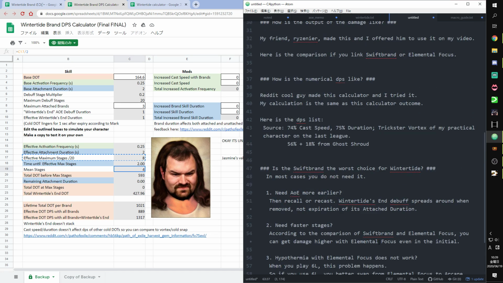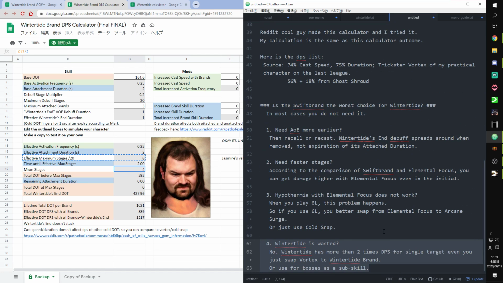So this is all for today about the Wintertide gem and Swiftbrand Support efficiency.